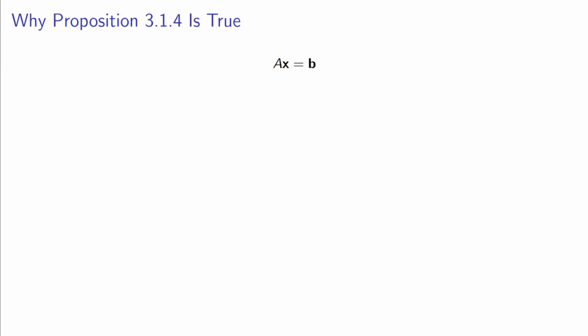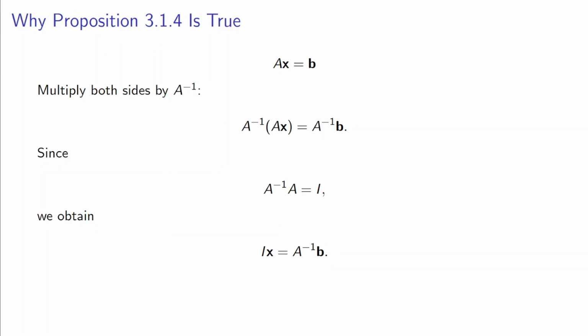Just quickly looking at why it is true, if we had Ax equals B, multiply both sides on the left by A inverse, and we end up with A inverse times A being the identity, so we end up with I times x equals A inverse B, so x equals A inverse B. So this is a quick, not super formal, but a little bit of a proof about why that proposition is true.